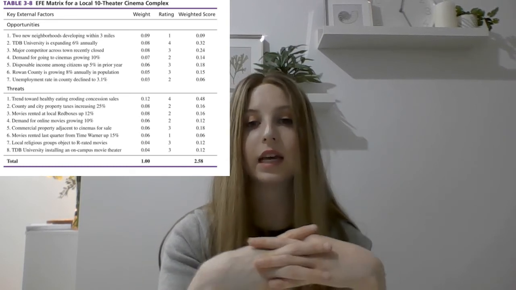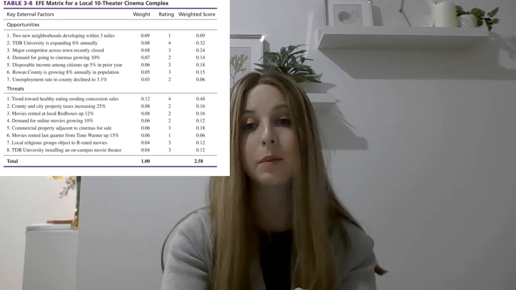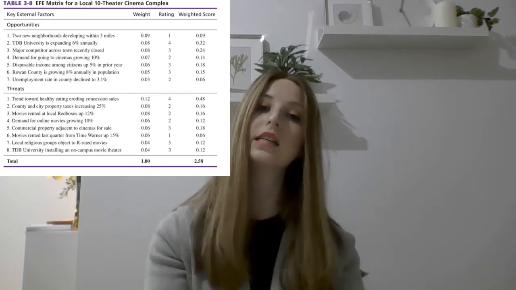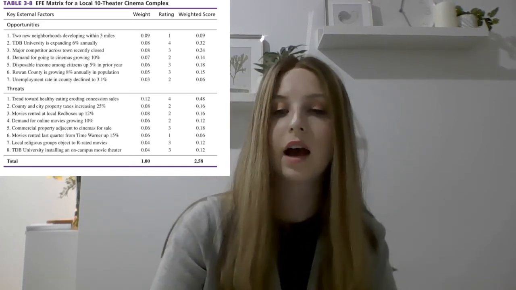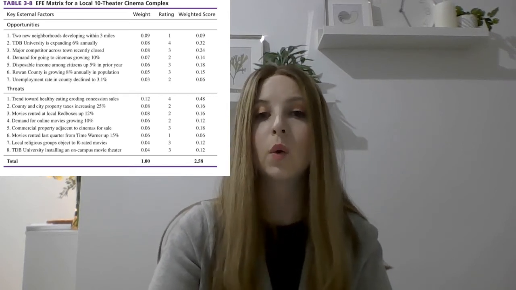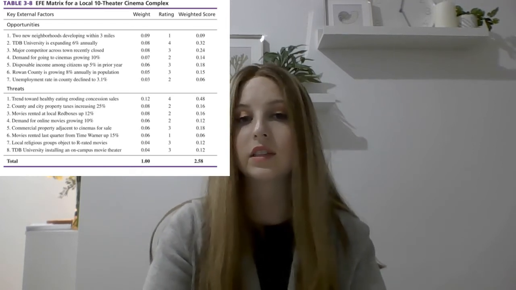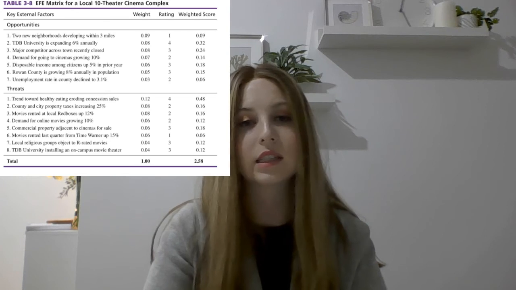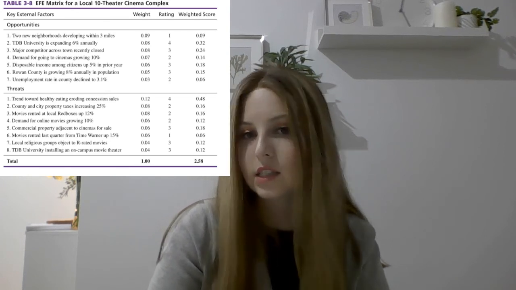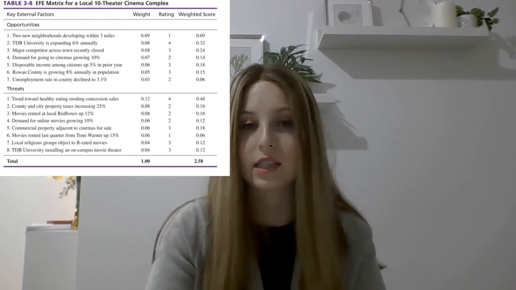This EFE analysis provides some key insight for the cinema complex. Based on the weight, we can see that the most important factor to success is mitigating the threat of the trend toward healthy eating eroding concession sales. We also see that the cinema is doing great at taking advantage of the TDB University expanding 6% annually, and the trend toward healthy eating eroding concession sales. Maybe they're offering healthier options at the concession stands.